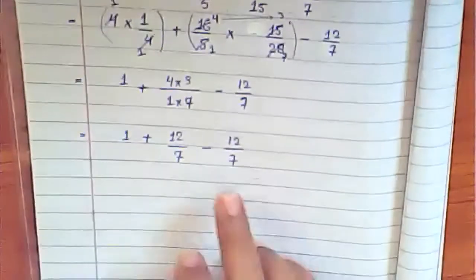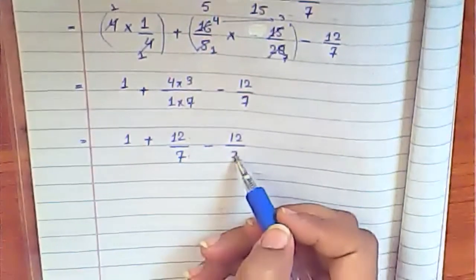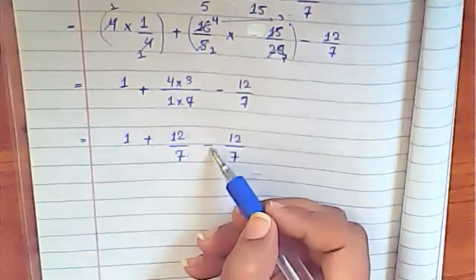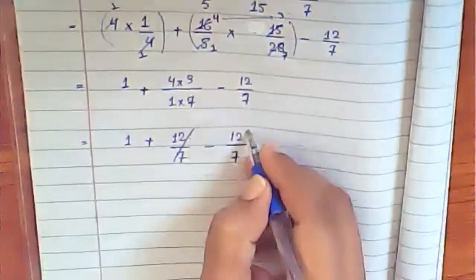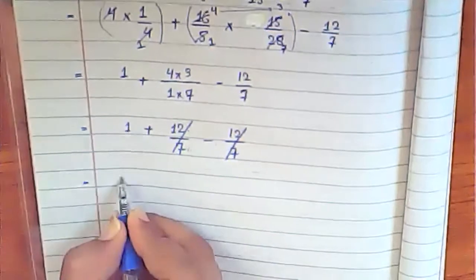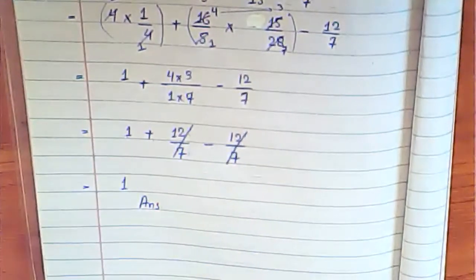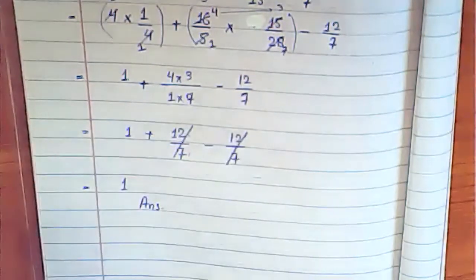Cancel it. Now look here. Same number, 12 upon 7, 12 upon 7, and opposite signs are there. One has a plus sign and one has a minus sign. So plus minus will be 0. Simply cancel it. So what will be left here? Only 1. So the answer will be 1. This is your answer. Now please tell me, is it clear? And if you have done it, please show it to me, everyone.